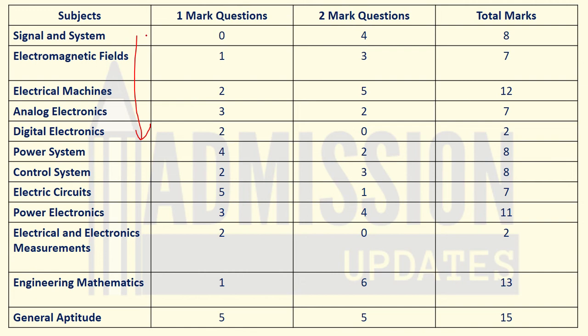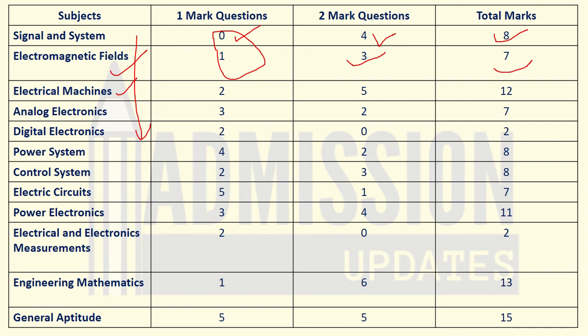So let us start. There were no questions from signal system of 1 mark, then 4 questions of 2 marks were asked, and total weightage of the chapter was 8 marks. Second is electromagnetic fields. One question of 1 mark was asked, then 3 questions of 2 marks were asked, and the total weightage of the chapter was 7 marks.